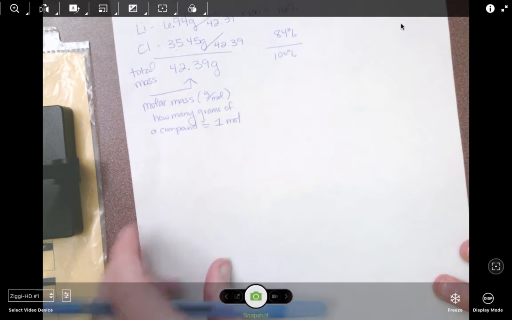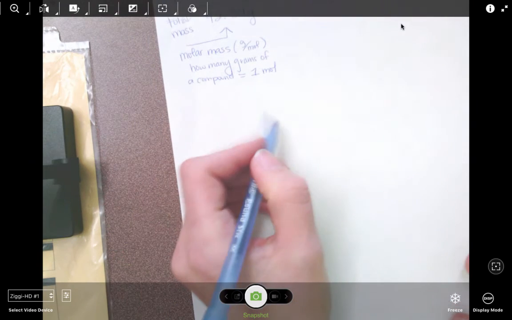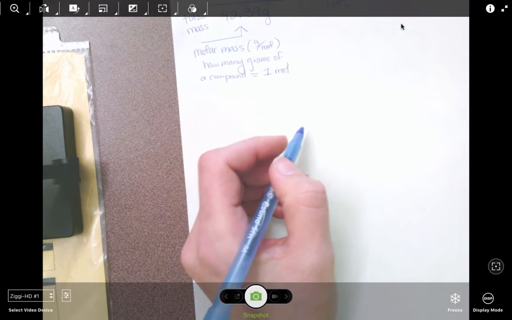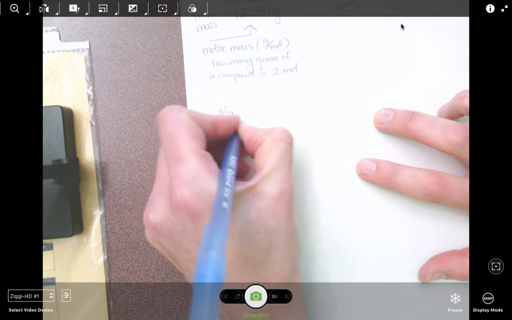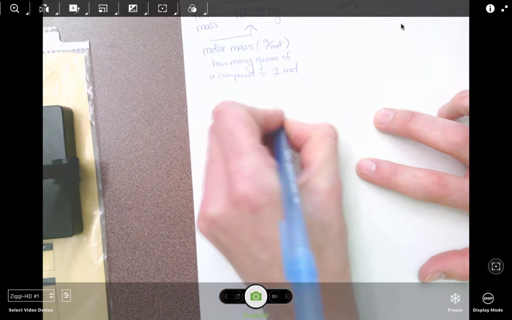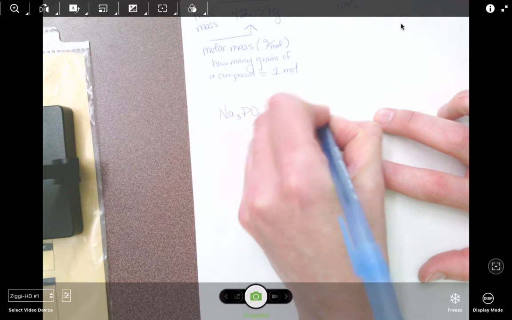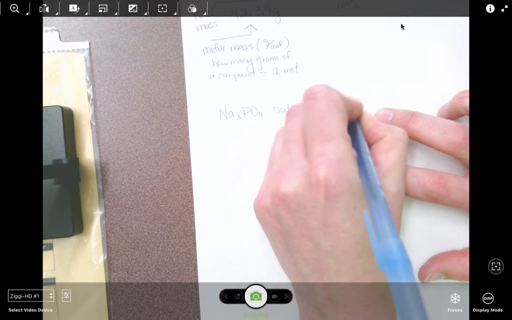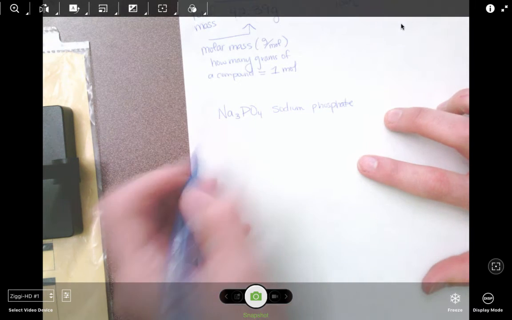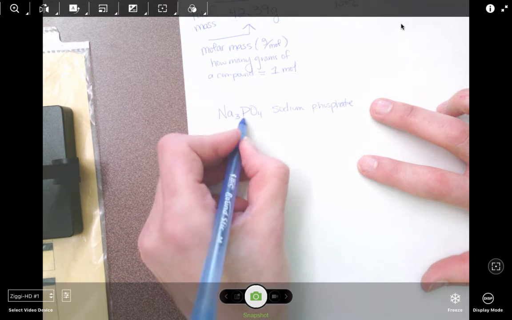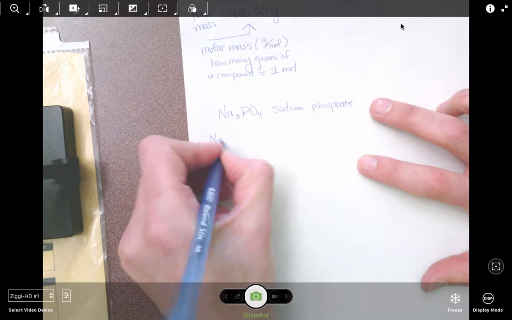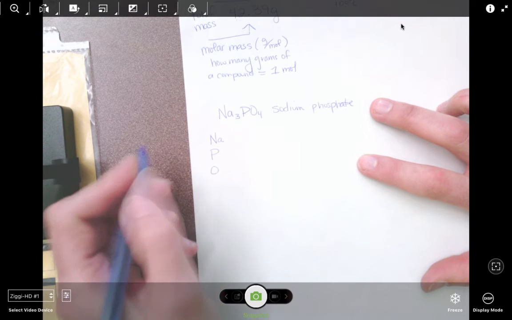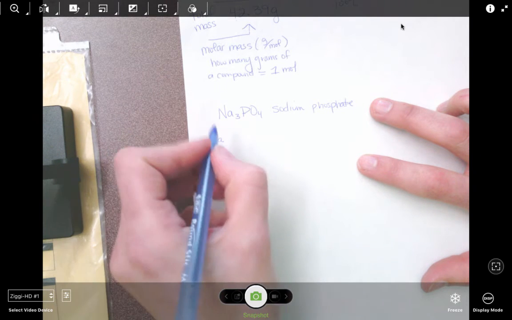Okay, let's do a compound that's a little bit more complicated. Let's say that I have, let's use sodium phosphate. All right, so sodium phosphate, you notice that it has 3 sodiums, 1 phosphorus, and 4 oxygens. So the first thing I need to do is list the elements that I have. I have sodium, phosphorus, and oxygen.